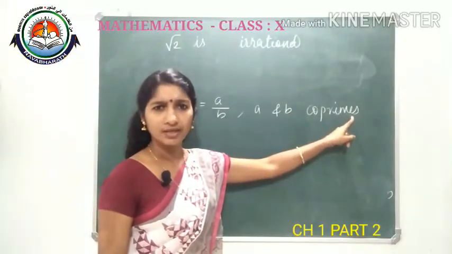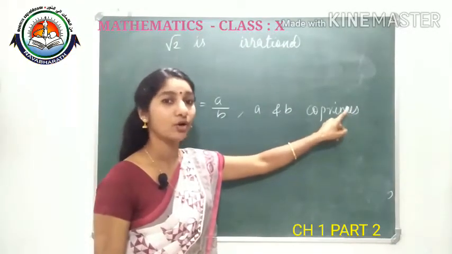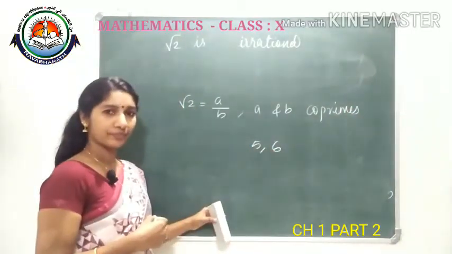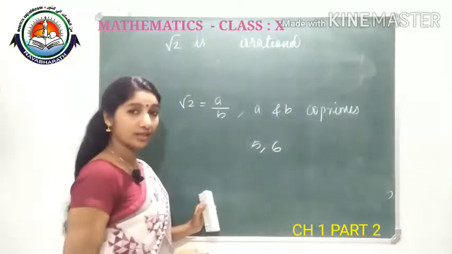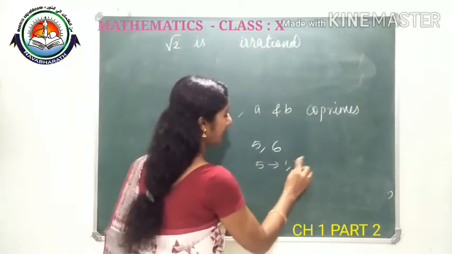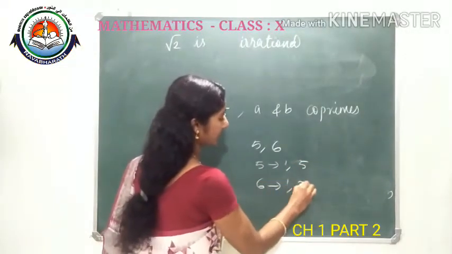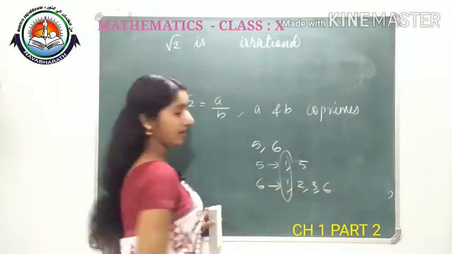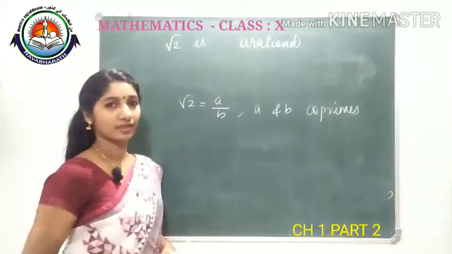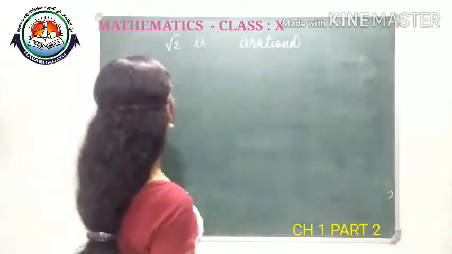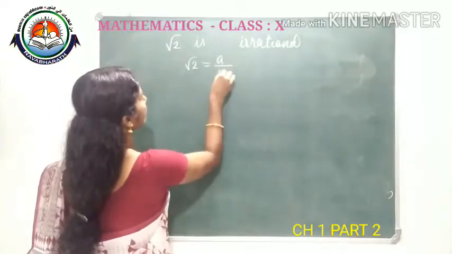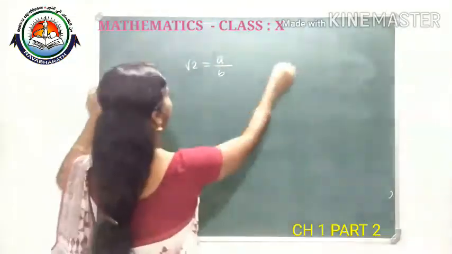What is meant by coprimes? Coprimes means they do not have a common factor other than 1. Example, 5 and 6 are coprimes. Do they have any common factor other than 1? The factors of 5 are 1 and 5. The factors of 6 are 1, 2, 3, 6. So only 1 is their common factor. Those types of numbers we call coprimes. So we assumed root 2 is a rational number, and took root 2 equal to A by B, where A and B are coprimes.